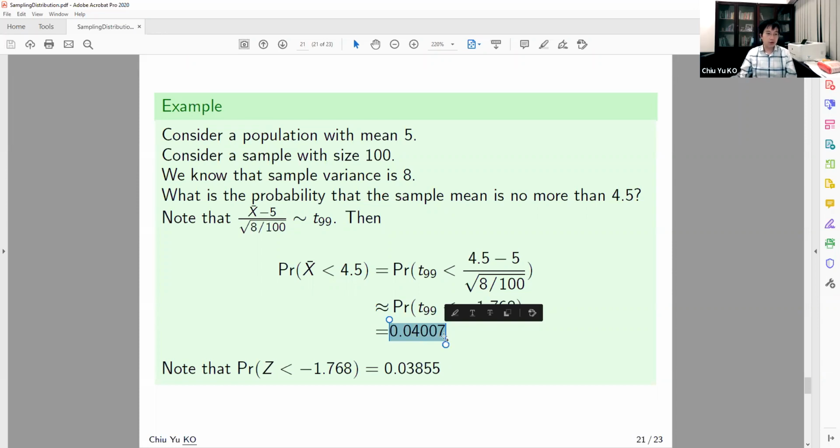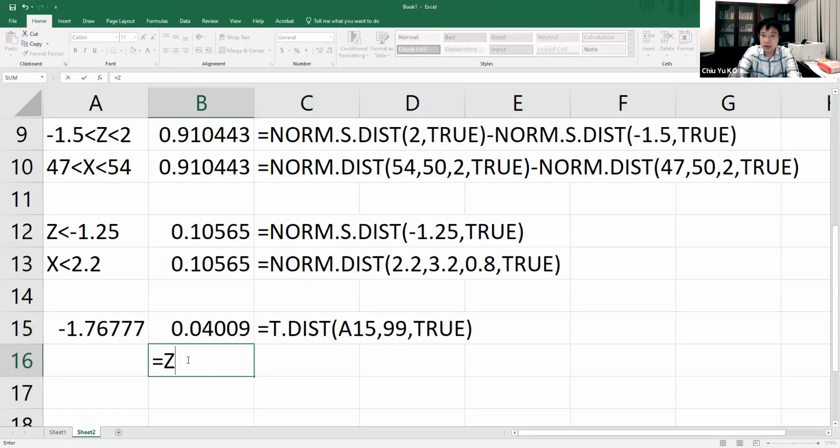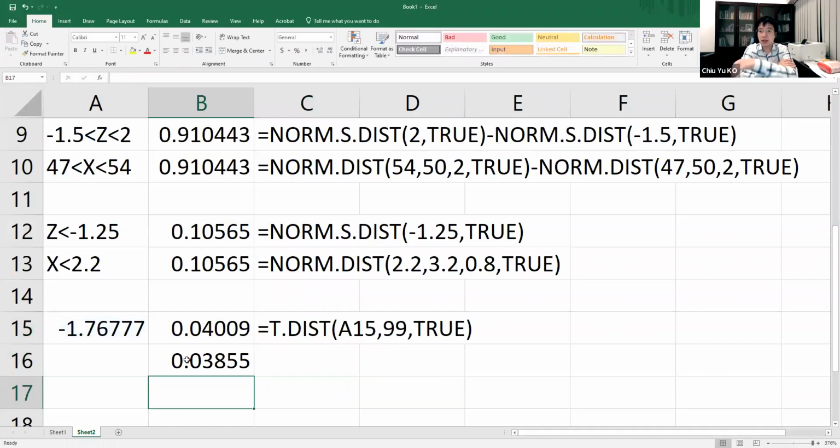If you use z instead, it will be very close, because when the sample size gets larger and larger, there is not much difference between t and z. So let's see in Excel with the standard normal. This number is very close.